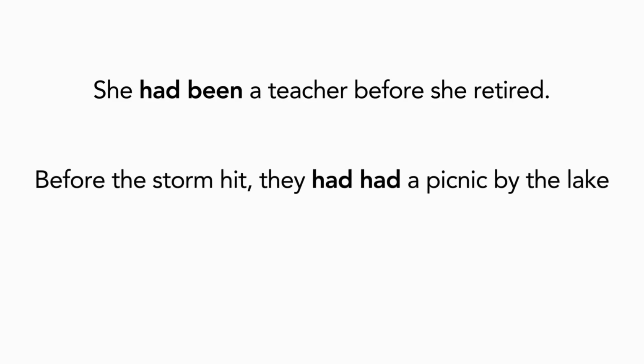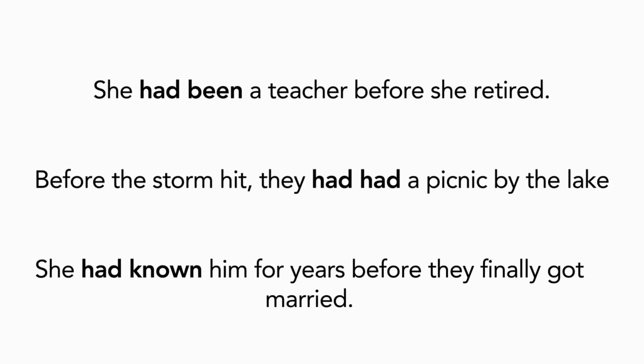Before the storm hit, they had had a picnic by the lake. Here, the past perfect had highlights the occurrence of the picnic before the storm struck. She had known him for years before they finally got married. This example demonstrates the duration of her acquaintance with him before their marriage. In each of these examples, the past perfect tense, had plus past participle, is used with non-progressive verbs like be, have, and know to indicate the duration or continuity of an action or state up to a specific past moment.